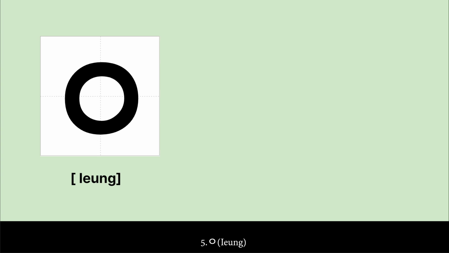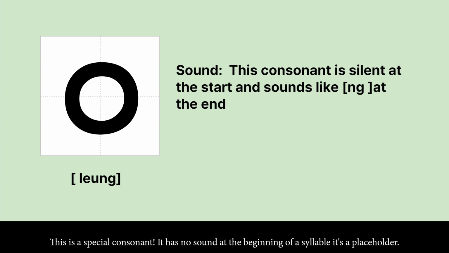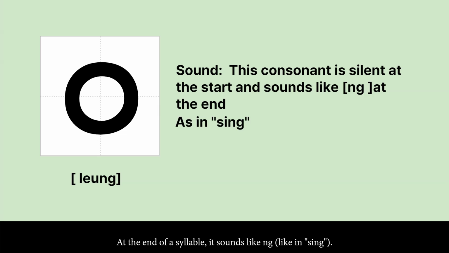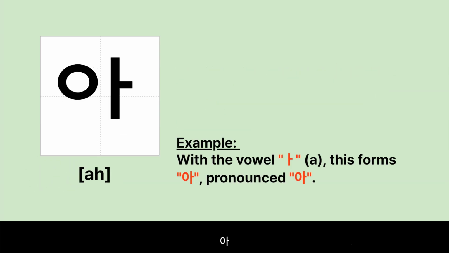사. Number 5. ieung. This is a special consonant. It has no sound at the beginning of a syllable, it's a placeholder. At the end of a syllable, it sounds like ing, like in sing. Analogy: the shape represents your throat. Example with the vowel a, this forms a, pronounced a as in a.